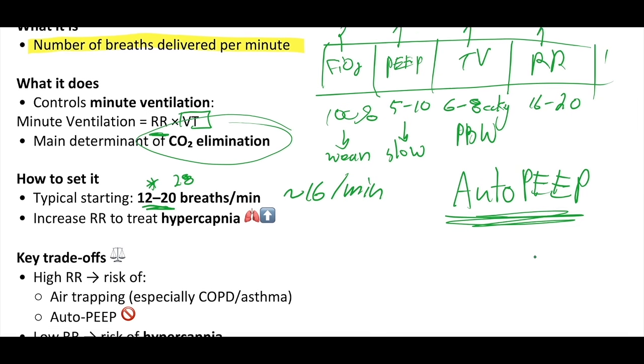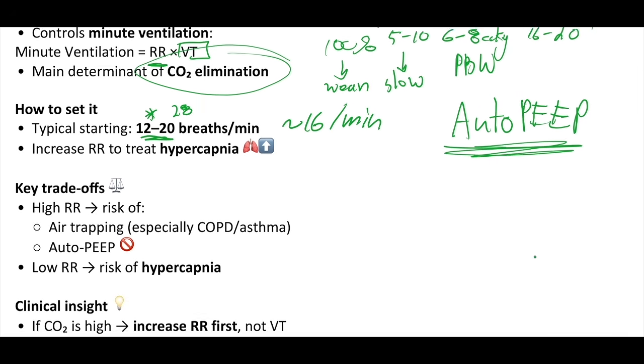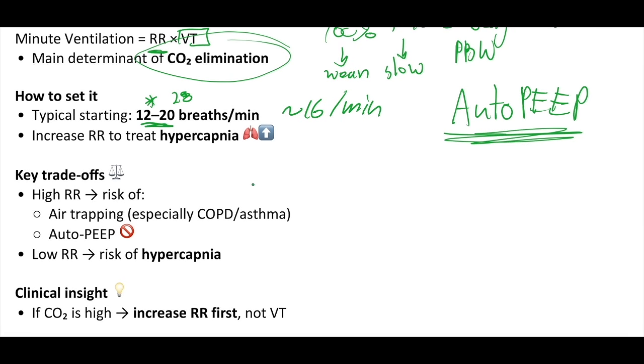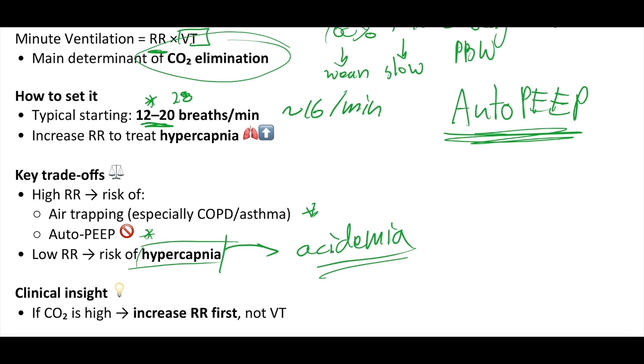All right, so with a higher respiratory rate, you'll clear more CO2 usually, but you will risk air trapping and auto PEEP. With a lower respiratory rate, you can risk hypercapnia or worsening acidemia because you are not compensating for metabolic acidosis if they have one. So with CO2 high, think about increasing respiratory rate first rather than tidal volume because that's probably more lung protective, but be very cautious of auto PEEP.